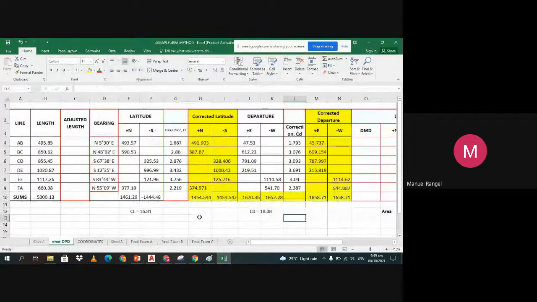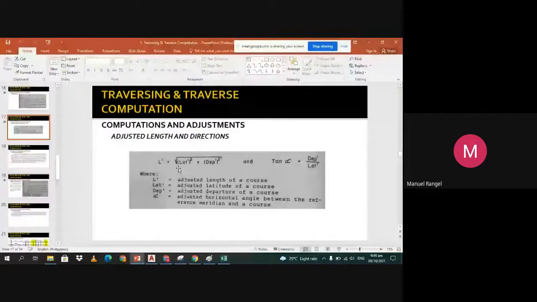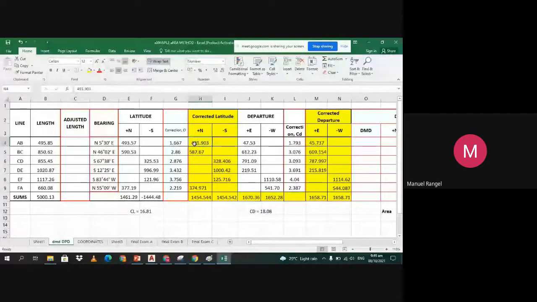And the corrected or adjusted length, so that is the square root of the corrected adjusted latitude plus the square of the adjusted departure. So, square root of the 491.903 plus the square of 45.737. So what is the corrected adjusted length to be applied? Adjusted leg: square root of 491.903 squared plus 45.737 squared equals, then the square root, that is 494.024.